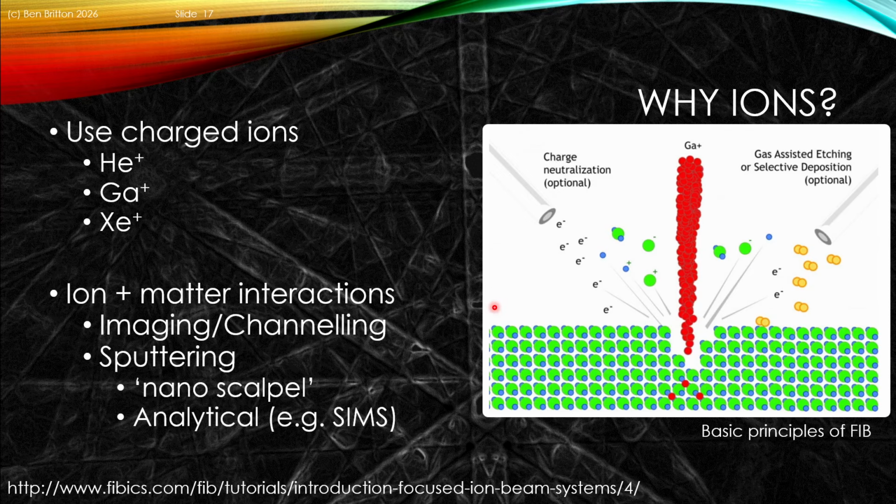And so ultimately, why does this work? Well, we're going to use charged ions, and we can use a series of different ions. We'll see a range of these, but we can have helium ion microscopes, we can have gallium liquid metal source FIBs, and we can have xenon plasma sources.